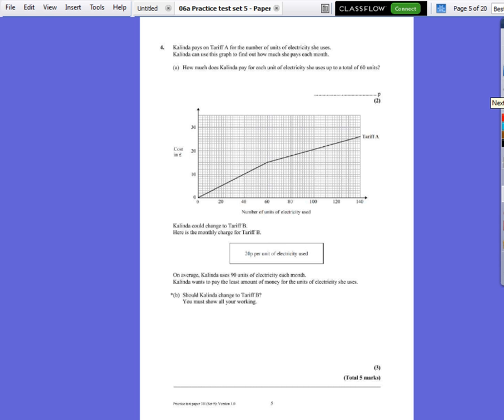Question 4. Kalinda pays on tariff A for the number of units of electricity she uses. Kalinda uses the graph to work out how much she pays each month. How much does Kalinda pay for each unit of electricity she uses up to 60 units? Well, if we go to 60 units on the graph, up to the graph and read off, we can see that that's at £15. So £15 for 60 units. We want the answer in pence. So £15 in pence is 1,500, divided by 60, and that would give us 25 pence per unit.